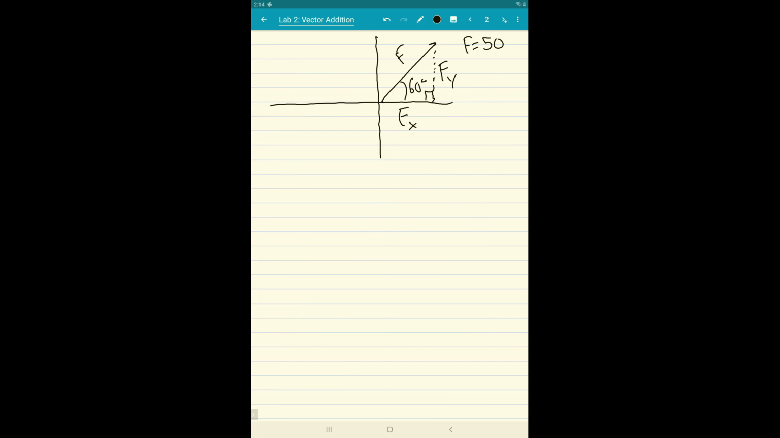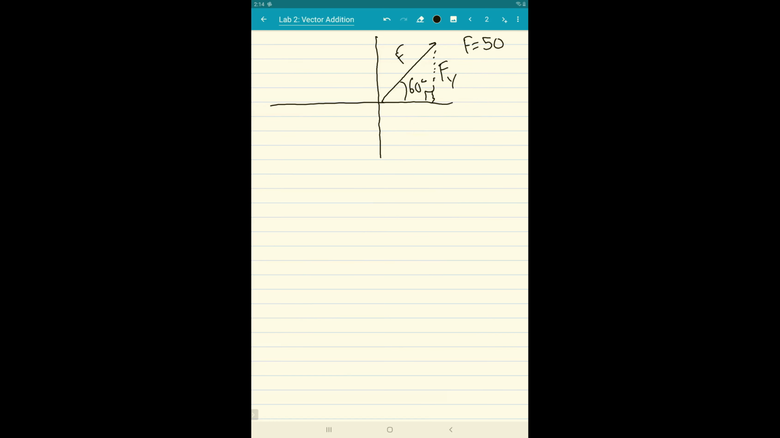Now, what I want to do is break this force vector down into its horizontal and vertical components. The reason I'm going to do that is because I want to add them to other horizontal and vertical components later. Maybe I should just do all of that rolled into one. Yeah, let's do it all at once, so you can see it all happen at once.